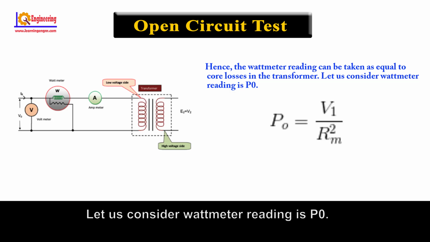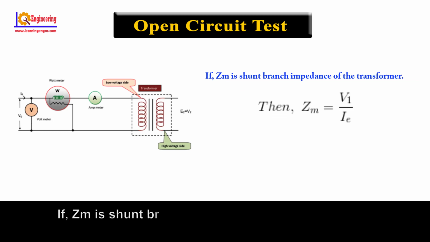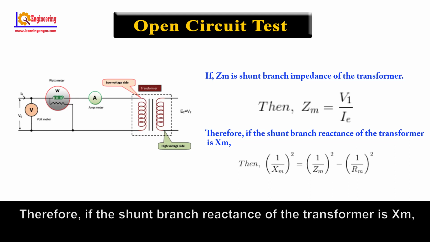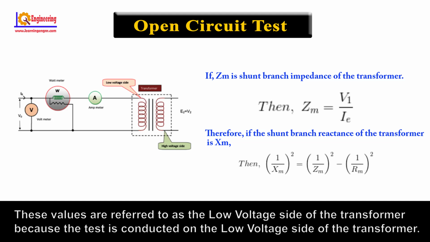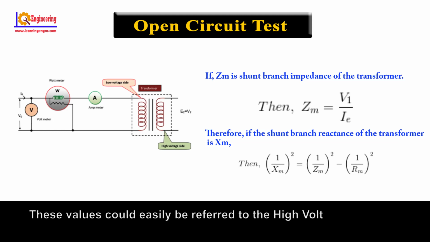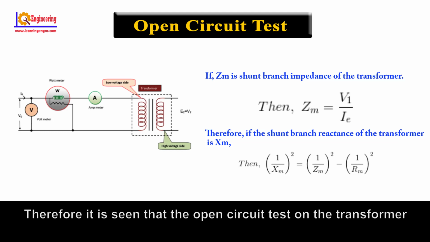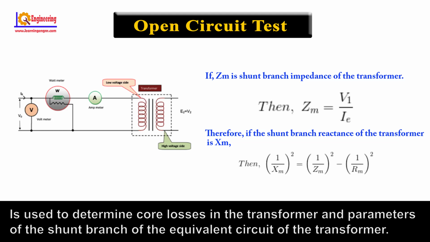Let us consider the wattmeter reading is P0, where Rm is the shunt branch resistance of the transformer, Zm is the shunt branch impedance of the transformer, and Xm is the shunt branch reactance of the transformer. These values are referred to the low voltage side of the transformer because the test is conducted on the low voltage side. These values could easily be referred to the high voltage side by multiplying them by the square of the transformation ratio. Therefore, it is seen that the open circuit test on the transformer is used to determine core losses in the transformer and parameters of the shunt branch of the equivalent circuit of the transformer.